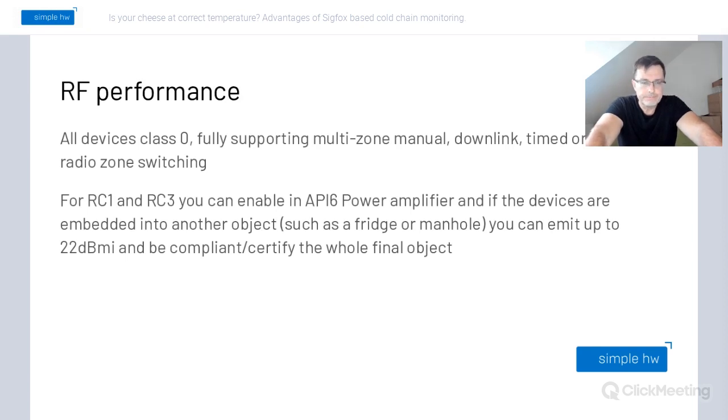What is quite interesting is that for RC1 and RC3, we can enable the power amplifier and we can emit, just by API again, around 22 dB in RC1. So if you want to certify the whole freezer together with the SimplePack, you would certify the whole device. You would take the attenuation of the freezer, and the whole emitting power of the freezer would then be 16 dB. So you can get really good radio performance, because radio performance from a cold environment can sometimes be tricky if it's really well insulated. It can be tricky, but by using brute force, we can get through it.